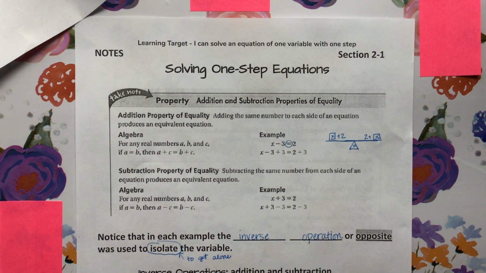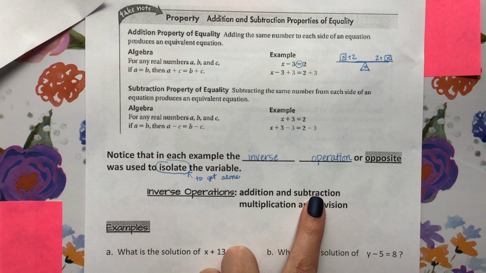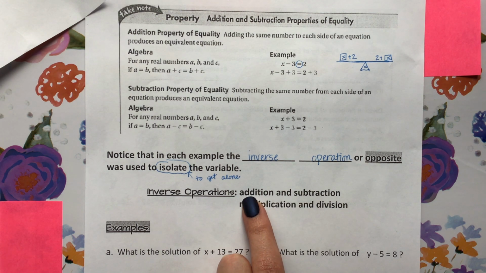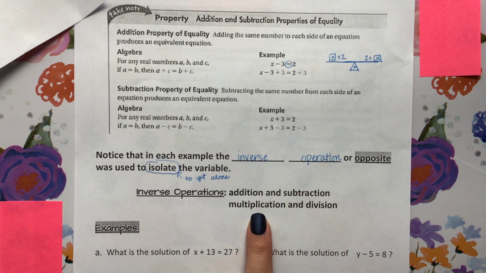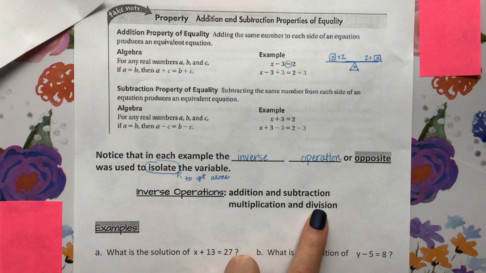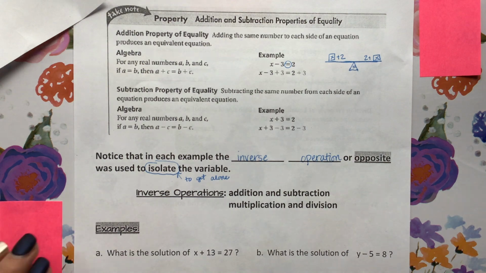All right, so these are the 4 inverse operations that you have. Addition is opposite from subtraction, just like subtraction is opposite from addition. Down here we have multiplication is opposite from division, and division is opposite from multiplication. Now let's look at a couple examples.